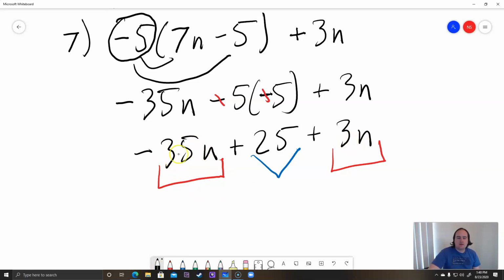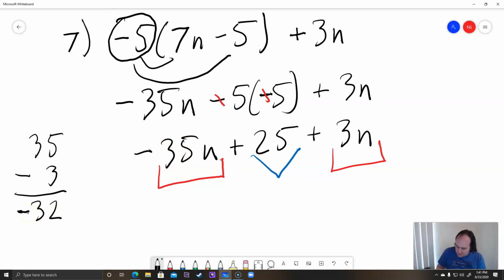Okay? And then combining like terms, what is negative 35n plus 3n? Well, remember, negative 35 plus 3, they're opposite signs, so you subtract. So if you want to, you can do it on the side. If you can't do it in your head, 35 minus 3. Well, 5 minus 3 is 2. 3 minus 0 is 3. It's 32, but you need to keep the sign of the larger number. So the number with larger absolute value is the 35, which is negative. So it's going to be negative 32.